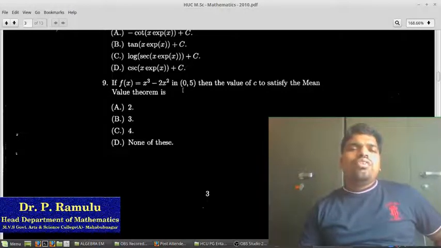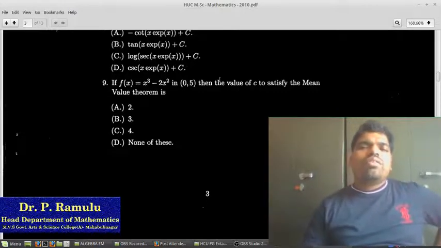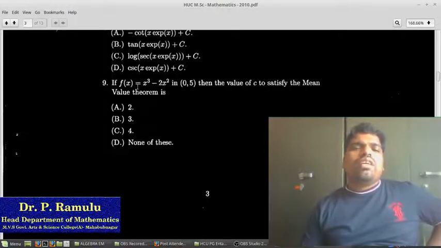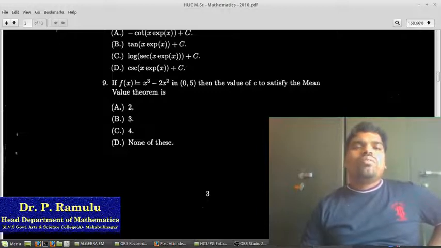And e 0 comma y and f of x is equal to x cube minus 2x cube, verify the mean value theorem for this function. What are the mean value theorems? We have Rolle's theorem, Lagrange mean value theorem and Cauchy mean value theorem. First of all, I will go with Rolle's theorem.